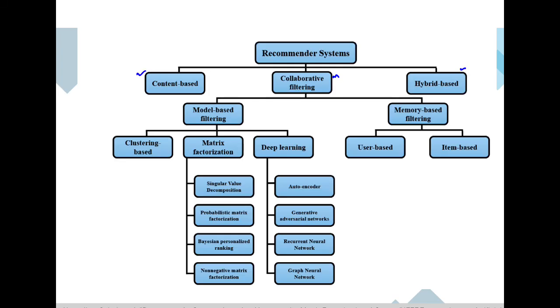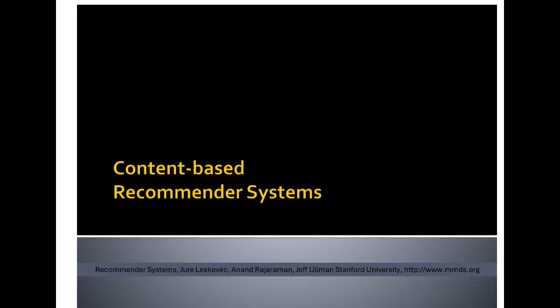And in collaborative filtering, we have model based filtering, clustering based filtering, matrix factorization methods, and deep learning based methods, and also memory based filtering. And this could be user based and item based. So this is a broad category. But let's see what a content based recommendation system is.